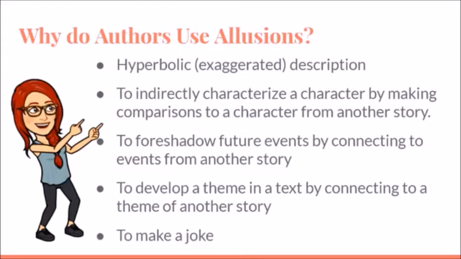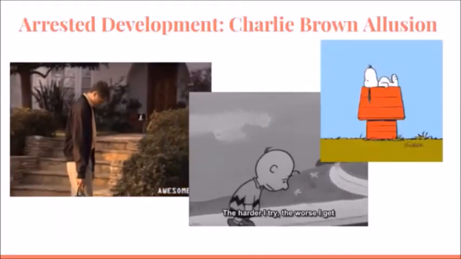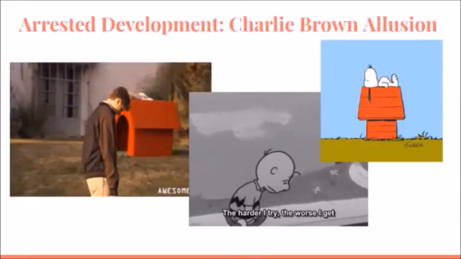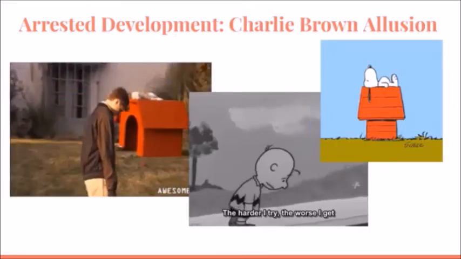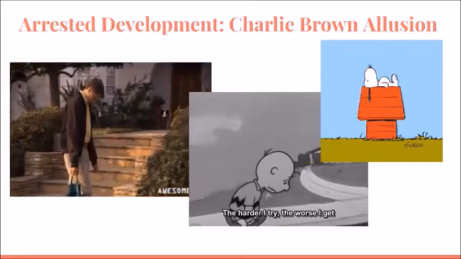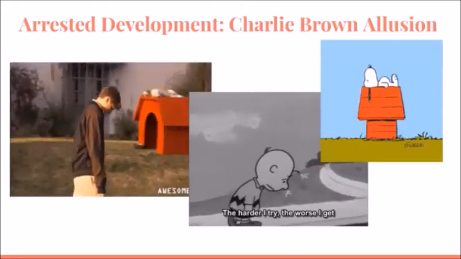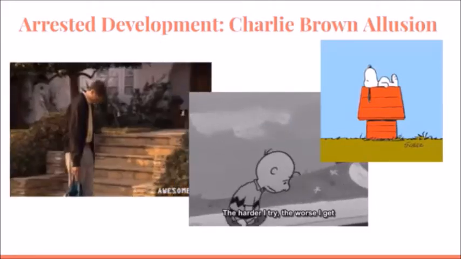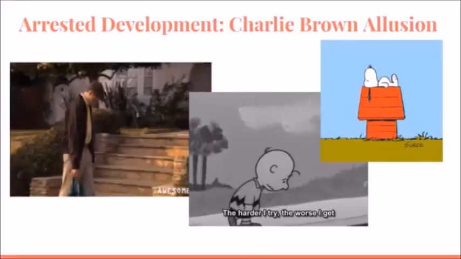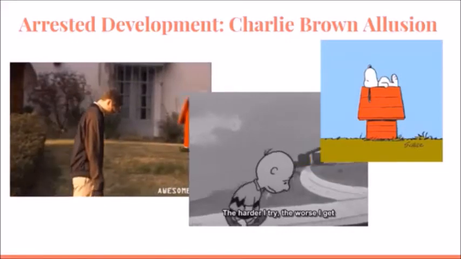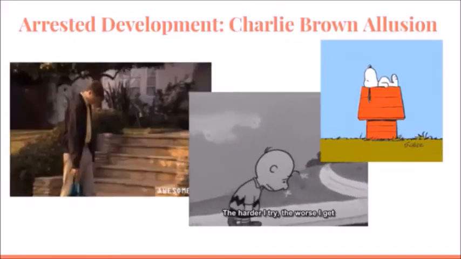You can also use it to foreshadow future events in a story. They use it to develop theme. And lastly, like I said, with TV shows, they do it to make a joke. Here's an example of an allusion from Arrested Development. I know that show's old and none of you have seen it, but it's good. George Michael gets dumped by his first girlfriend. As he's walking home, he's head down, arms at his side. He passes a red doghouse with a beagle sleeping on it. This is an allusion to Charlie Brown, the cartoon.